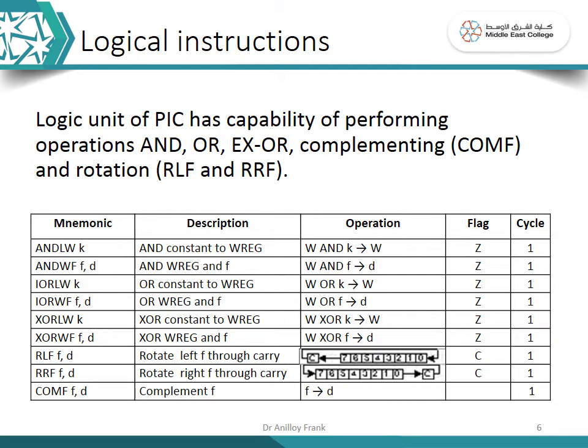The next set of instructions in the PIC microcontroller are the logical instructions. There are 9 logical instructions. The AND instructions, ANDLW and ANDWF. The OR instructions, IORLW and IORWF. The XOR instructions, XORLW and XORWF. The rotate left instruction, RLF, and the rotate right instruction, RRF. And the last is the complement instruction, COMF.